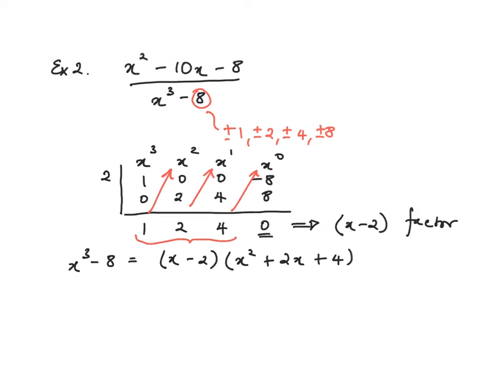Now, this here is the irreducible quadratic factor. So if we go back to the first line, we can write that as x squared minus 10x minus 8 over x minus 2 times x squared plus 2x plus 4.